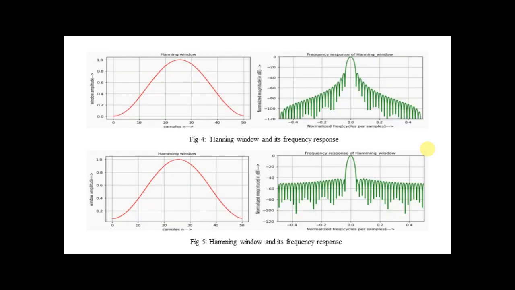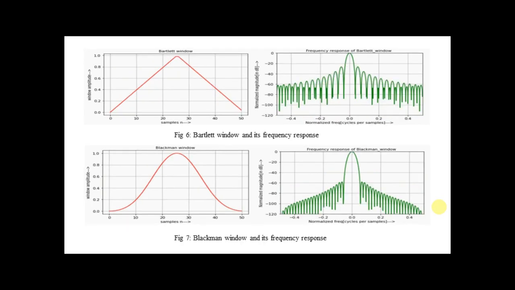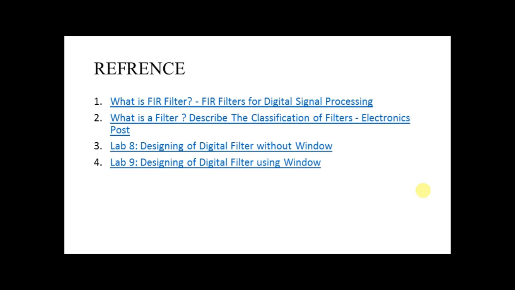Here is how a window function can alter a signal. In the first figure we have a Hanning window, and how it looks when overlapped with a sinusoidal function, and its frequency response. Similarly, for the fifth figure, we have the Hamming window and its frequency response, and when it interacts with the sine signal. Next is the Bartlett window and its frequency response, and seventh is the Blackman window and its frequency response. All of them are quite different from each other because of their windowing function. Here are my references for today's presentation.